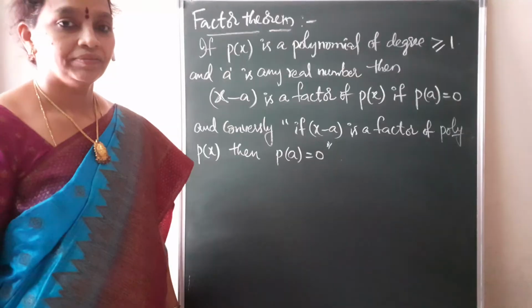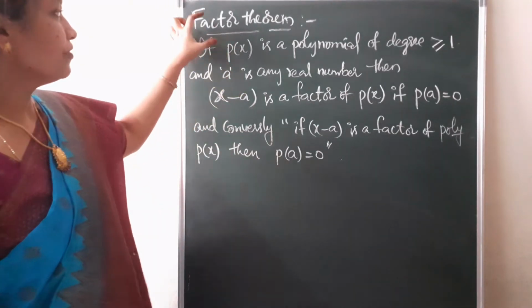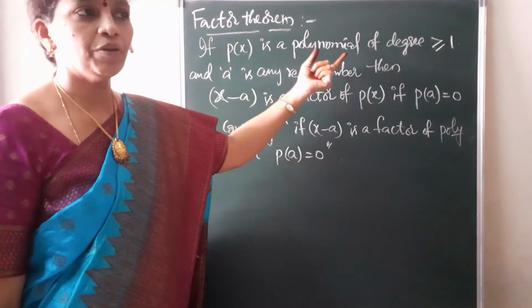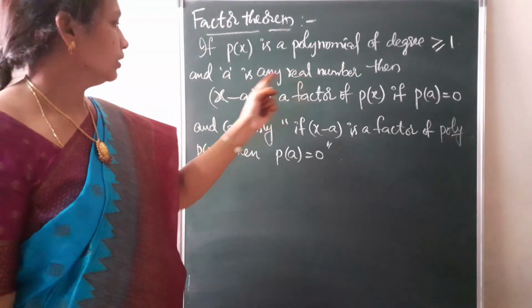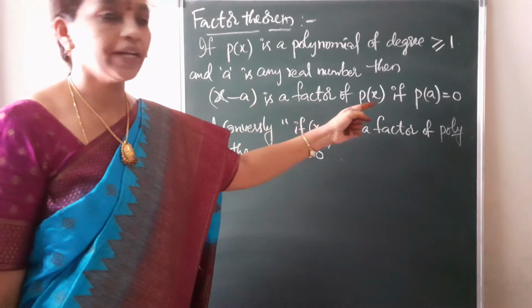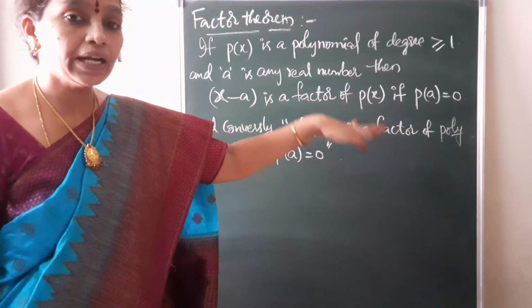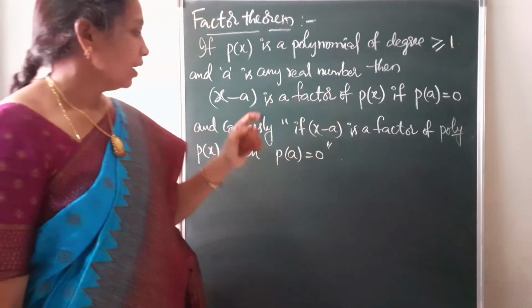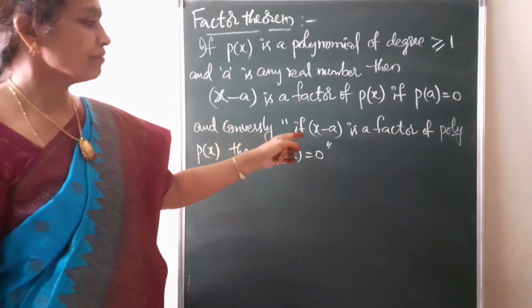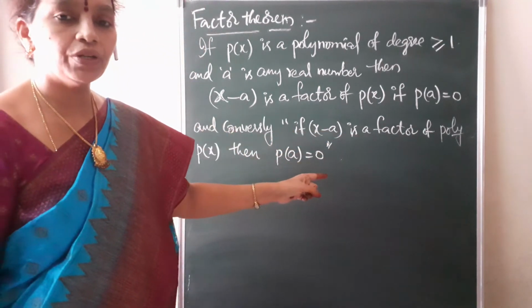Okay. So a continuation of the remainder theorem is nothing but the factor theorem. In the factor theorem, p of x is a polynomial of degree greater than or equal to 1 and a is a real number, then x minus a is a factor of p of x if p of a is equal to 0. Conversely, we can say that if x minus a is a factor of polynomial p of x, then p of a is equal to 0.